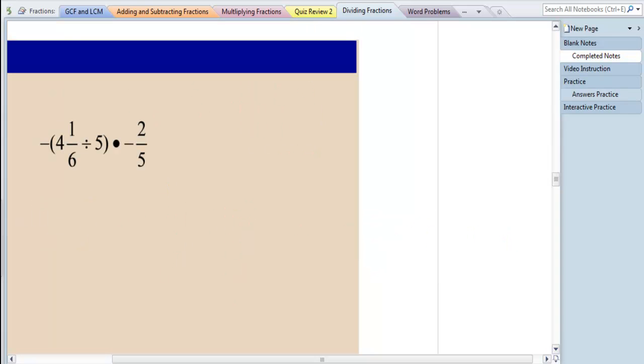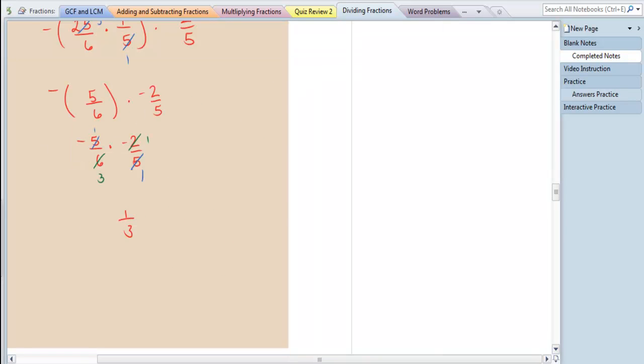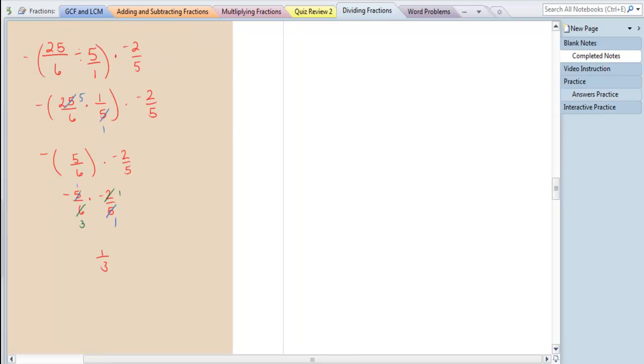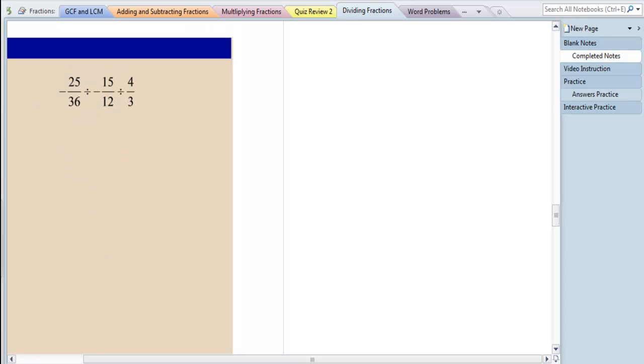I'd like you to try this problem using the order of operations. The answer to this problem is 1/3. So here are my steps in case you did not get 1/3. Take a minute and look through my steps. On the next page, you'll see division happening 3 times.